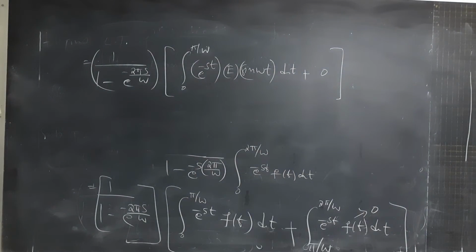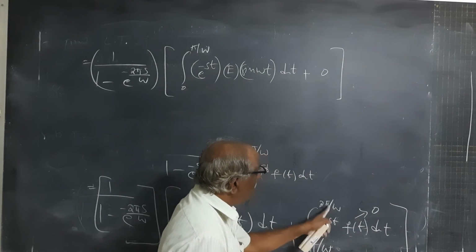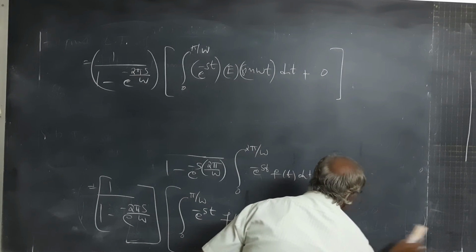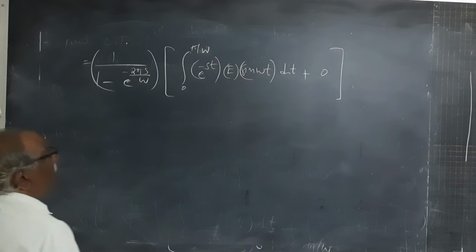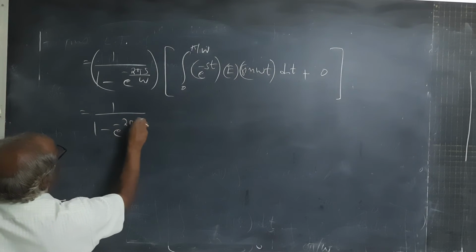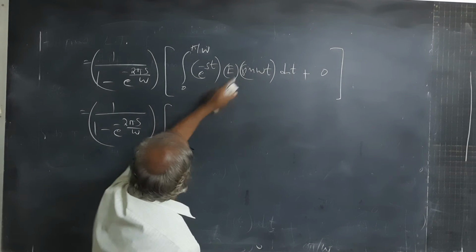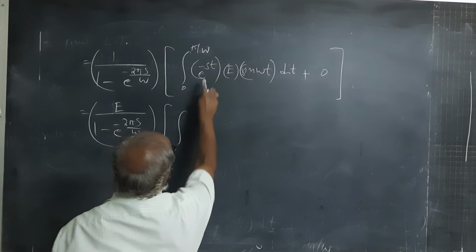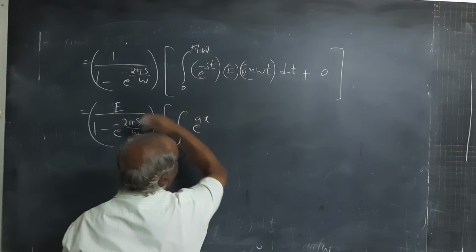You got the point? Why has it become 0? Because f of t in the interval pi by omega to 2 pi by omega is 0. Now we just have to integrate this. How to integrate? Observe, this is equal to 1 whole over 1 minus e to the power minus 2 pi s by omega into, now capital E, take it outside, so here I will write capital E. What is the form? It is just like the integral of e to the power ax. E I have taken outside.